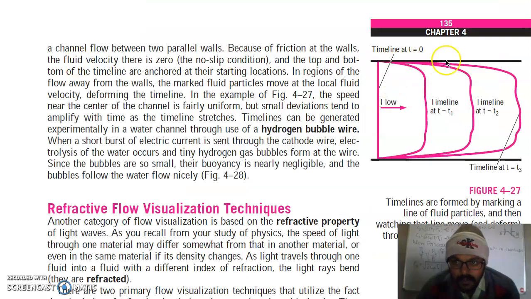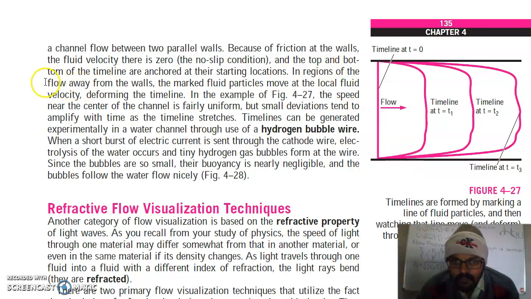You can see here, this is channel flow between two parallel walls. Because of friction at the walls, the fluid velocity is zero, and this is the no slip condition, and the top and bottom of the timeline are anchored at their starting locations.